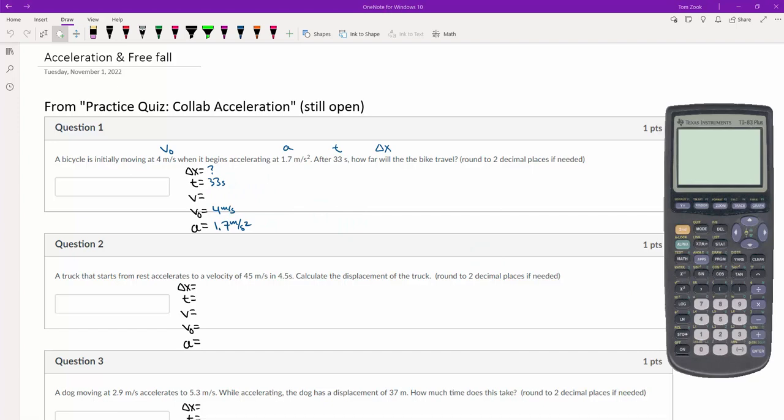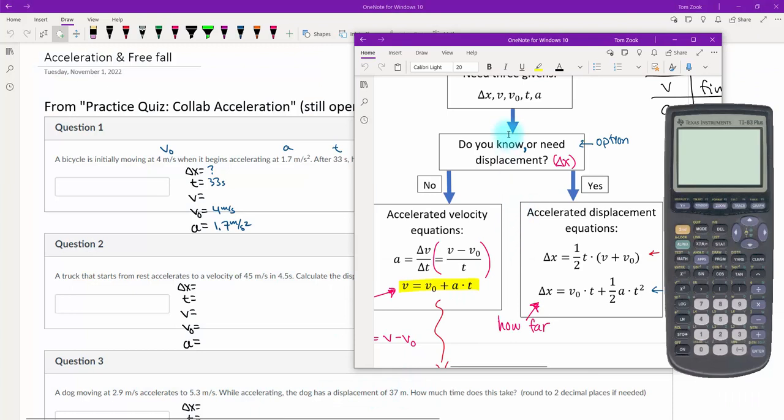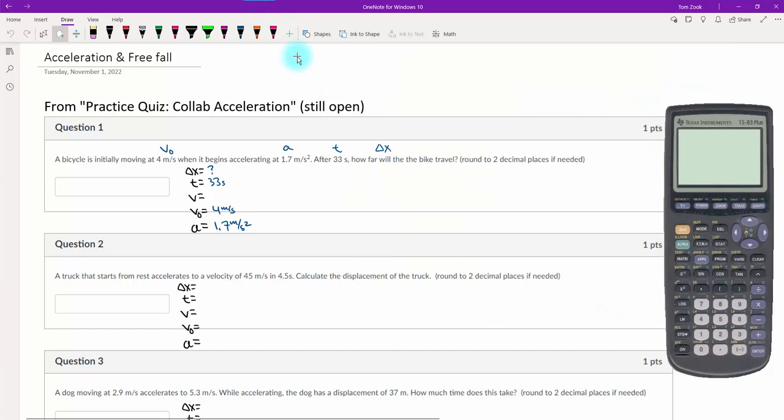So taking a look at the flow charts, we'll pull that up here. If we needed or were given displacement, we'd want to operate within these two equations right here. And in this case, we'd want the 1/2 at squared equation. So let's go and write that out. We got delta x equals v0 times t plus 1/2 times a times t squared.